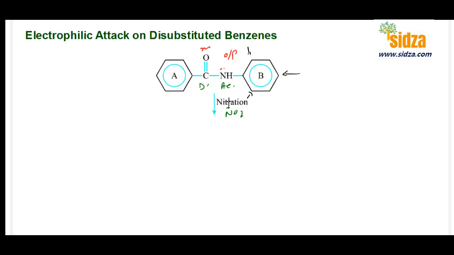So you will get two different types of products, one with the bromine, with the nitro group over here, and in another case the nitro group will be over here, right? The ortho and the para positions here.